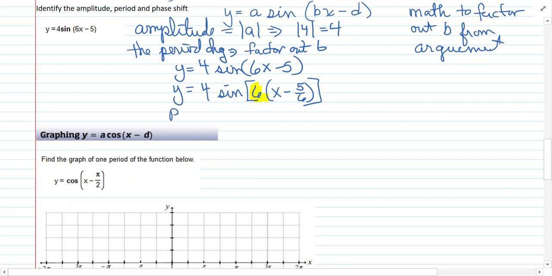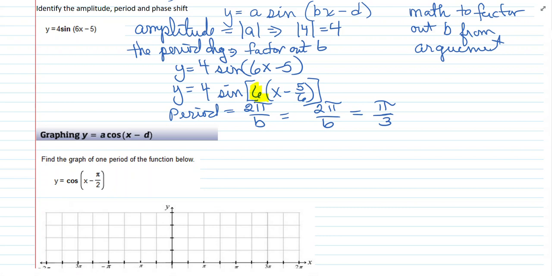So we know that the period is 2 pi divided by b. So I'm going to have 2 pi divided by 6, which is pi thirds. All right. Now they want the phase shift. All right. Let's do that phase shift.